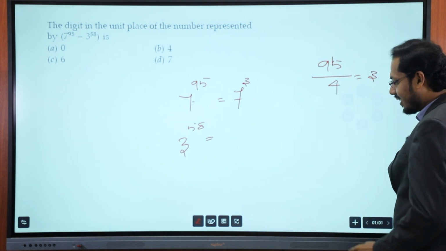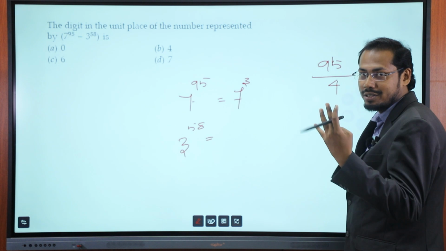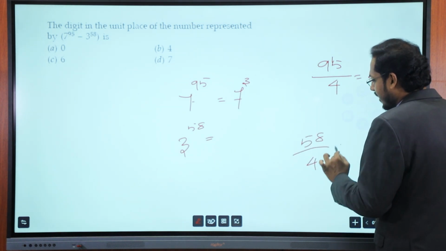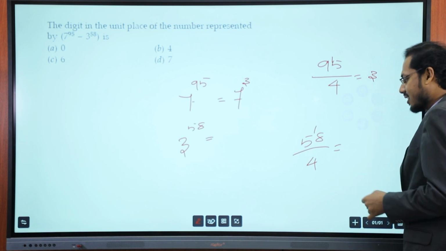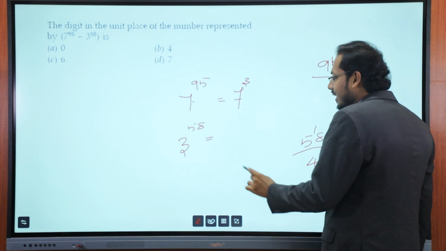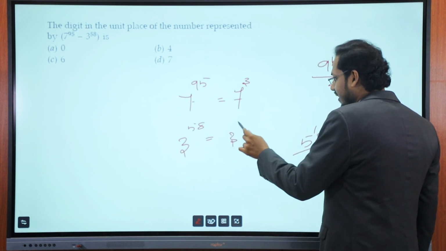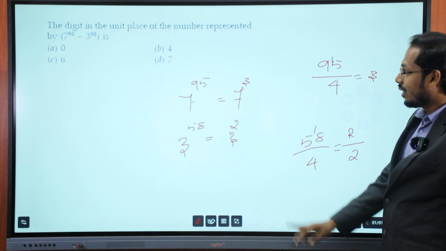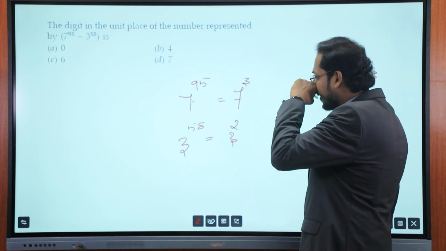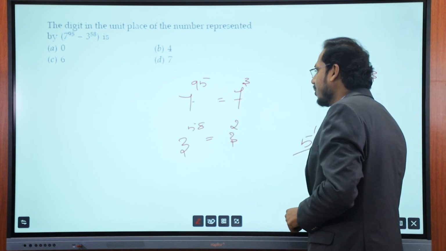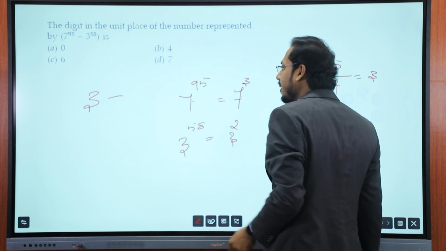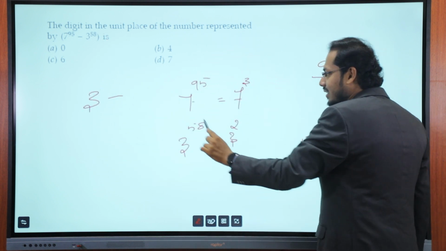And look at this 58, for 3. 3 also has a cycle of 4. So 58 divided by 4, there are 14 fours, that is 56, so the remainder is 2. So instead of 3 power 58, I can take 3 square. Now write according to the question. First, 7 power 95 is 7 cube. 7 cube ends with 3, minus 3 power 2; 3 square is 9.